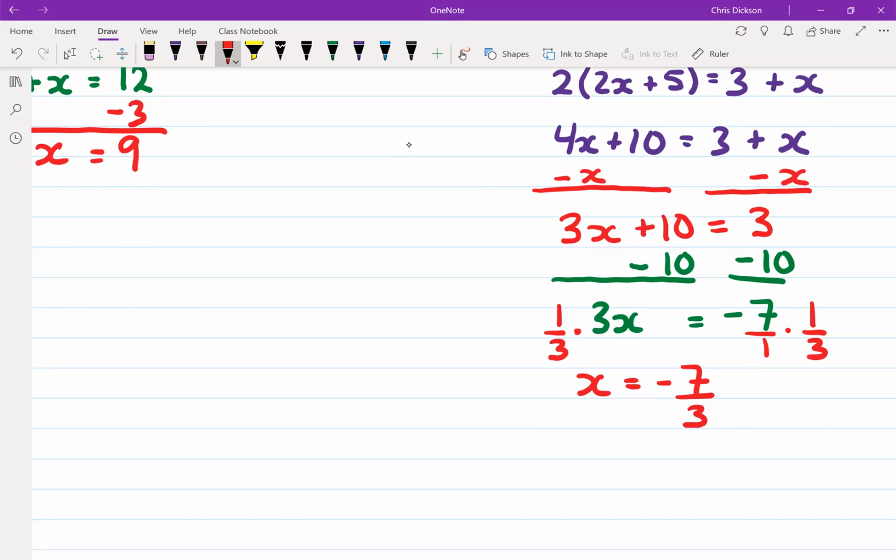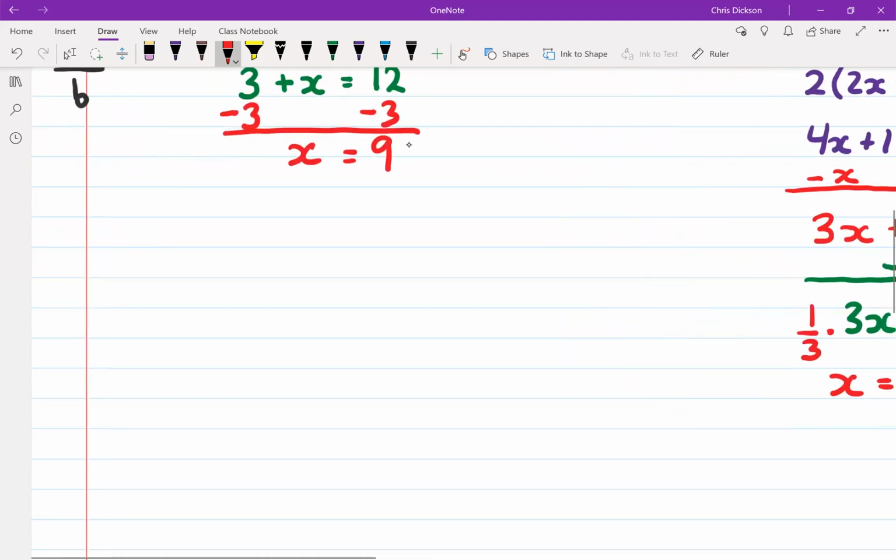Now, if this multiplying by the reciprocal seems kind of strange, you could just say divide by 3. But I'm trying to get the idea that if you multiply by the reciprocal, it actually is the same thing as dividing by 3. So multiplying by the reciprocal of the number makes it a 1.